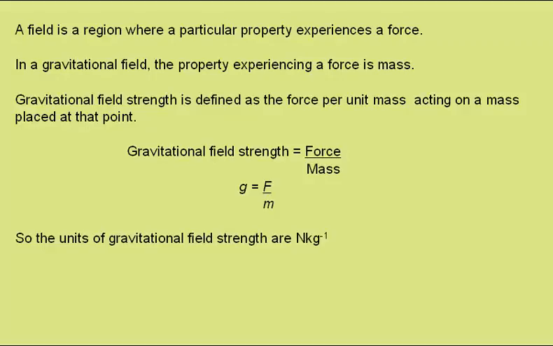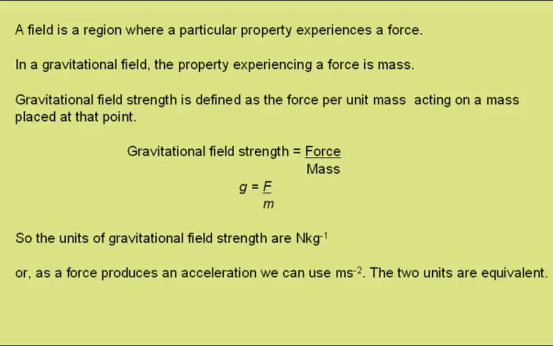So the units of gravitational field strength are newtons per kilogram, or, as a force produces an acceleration, we can use meters per second squared. The two units are equivalent.